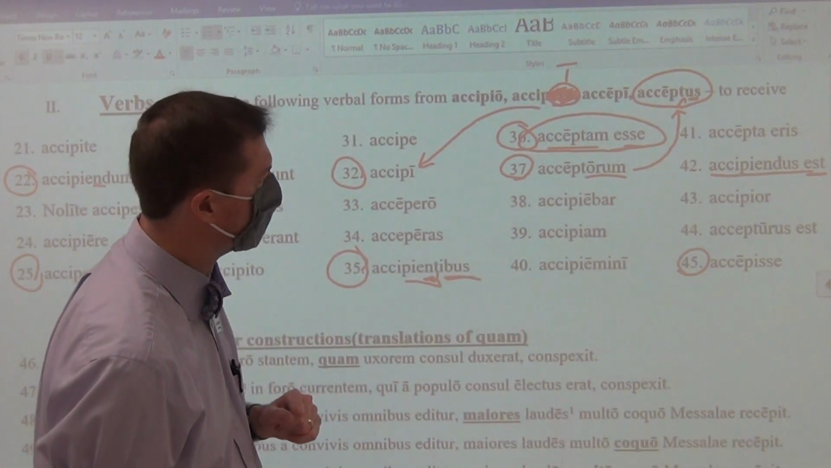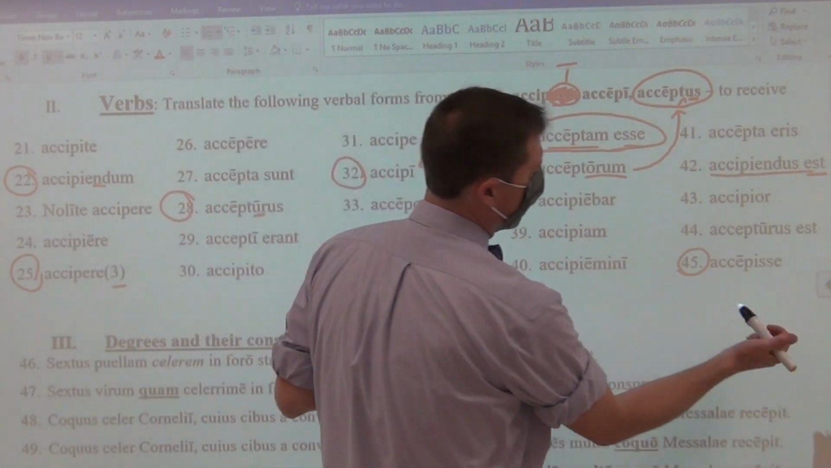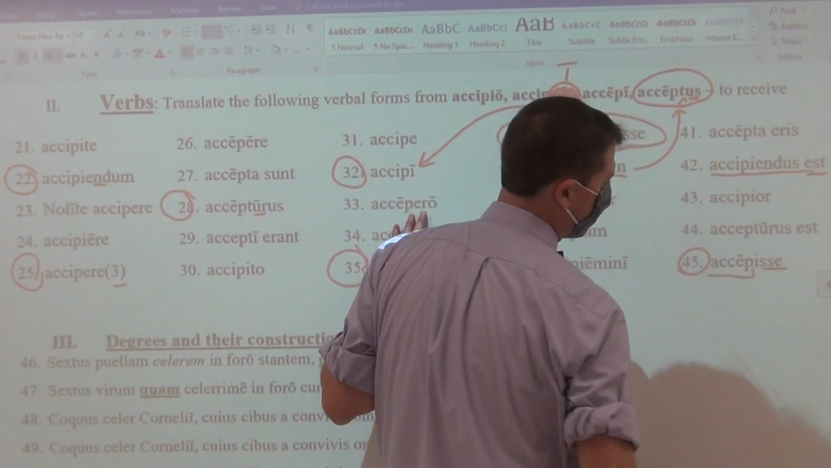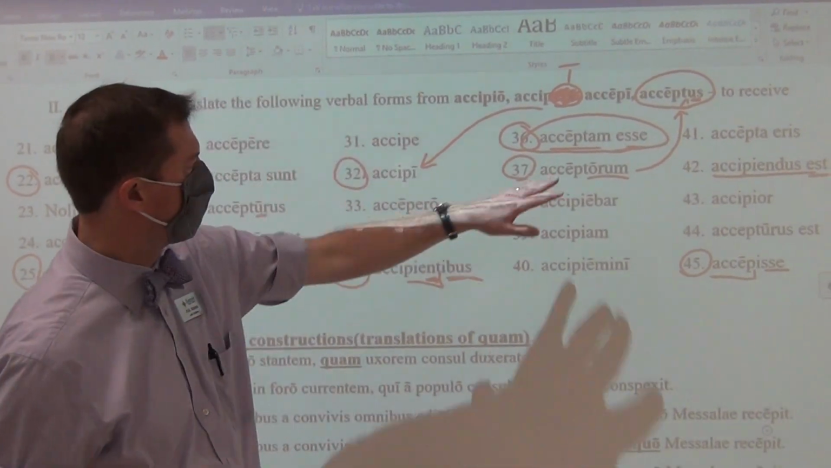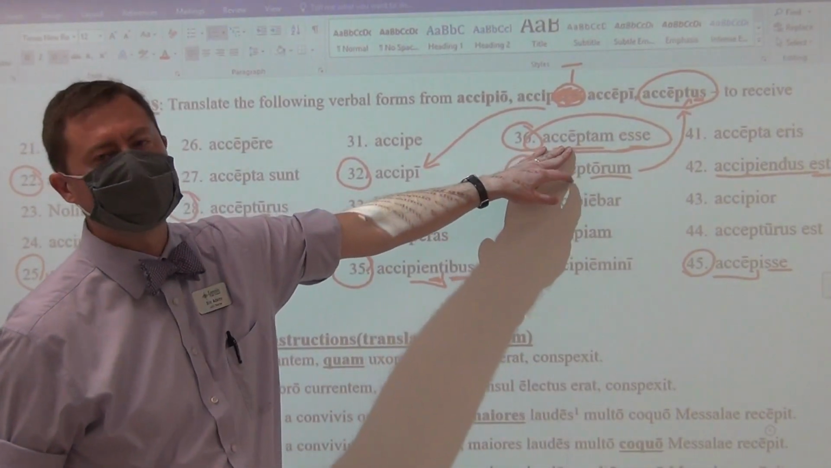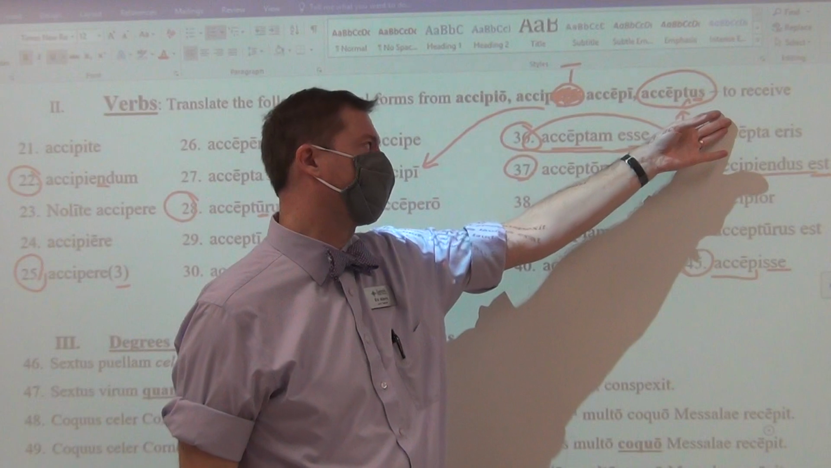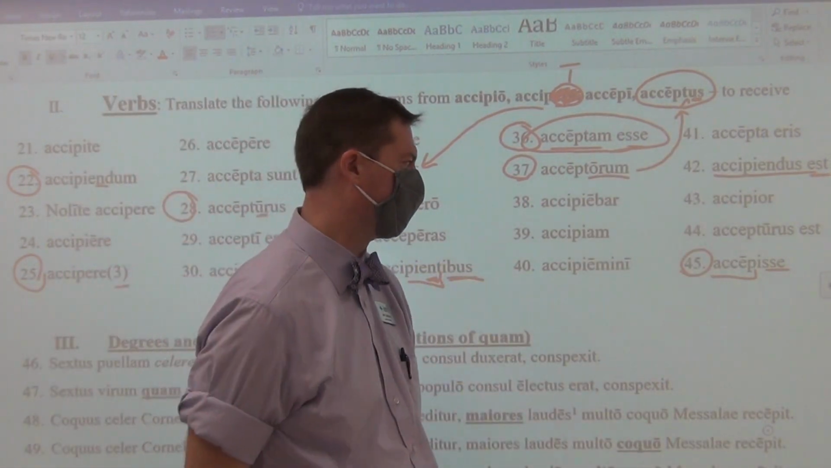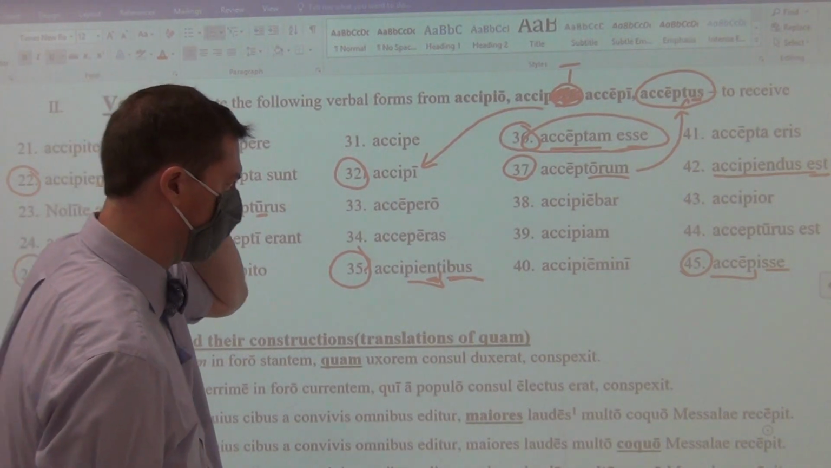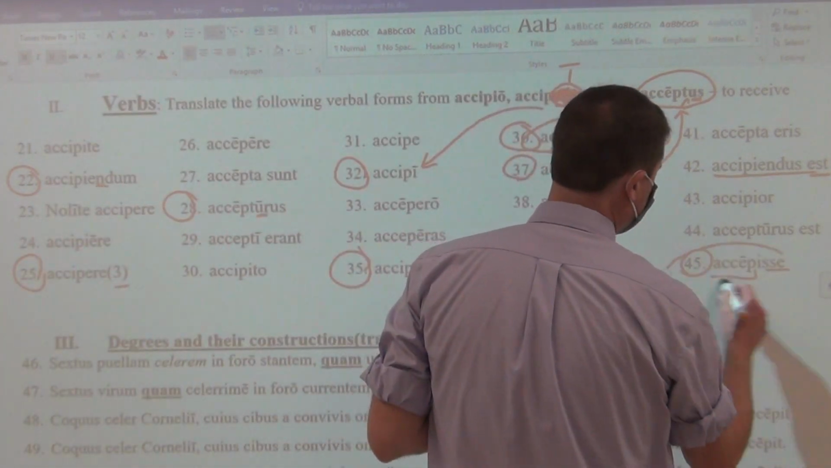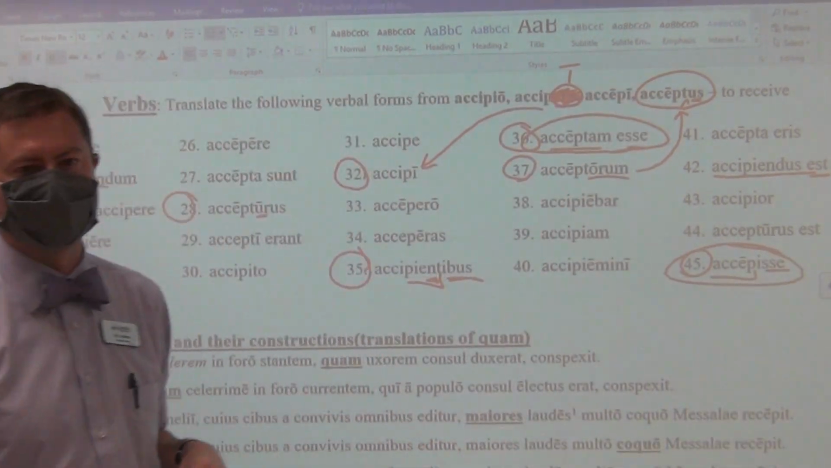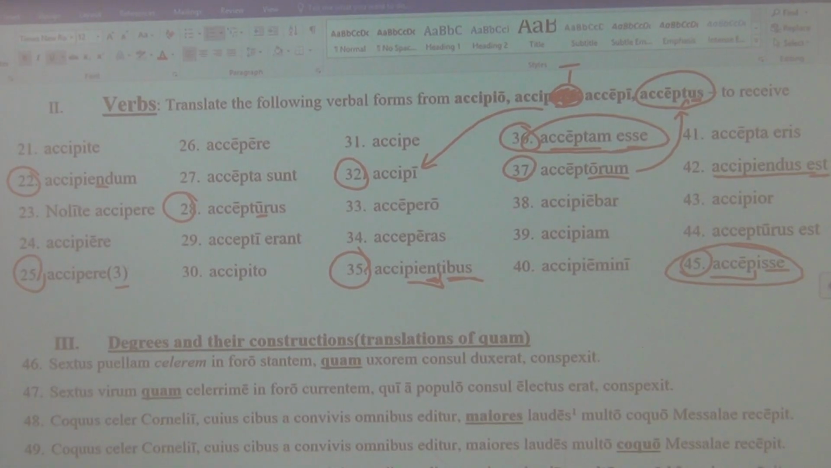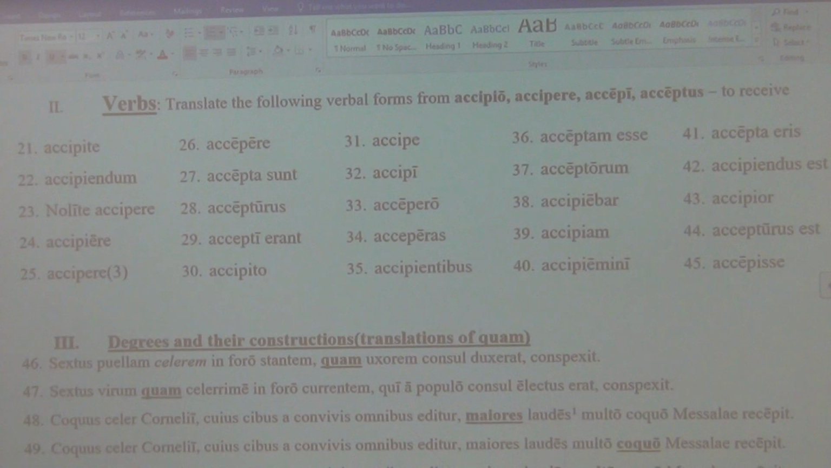And then finally the last one that's circled, accepisse, perfect stem with an isse. It's a perfect active. So up here, to have been accepted, or received, I suppose, to have been received. To have received. And we'll make that your third item. A-C-C-E-P-I-S-S-E.